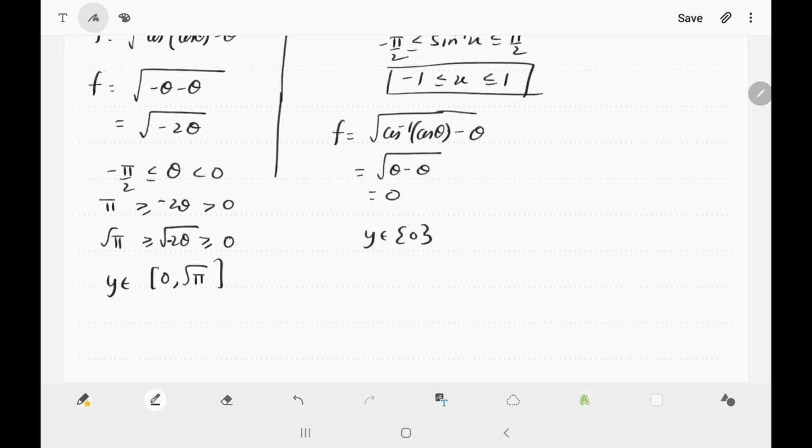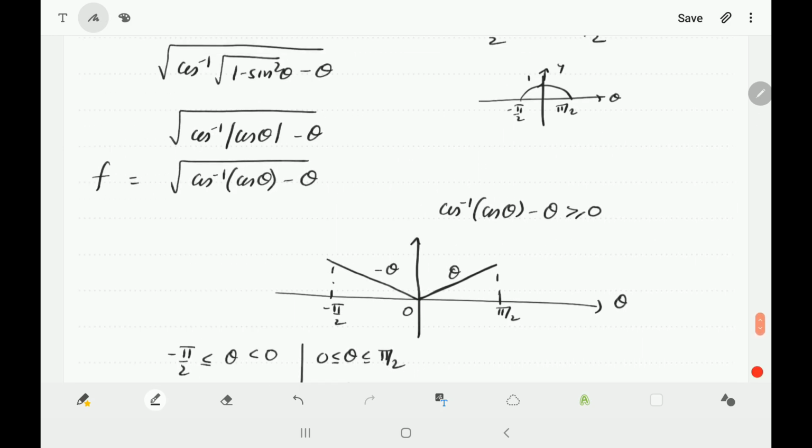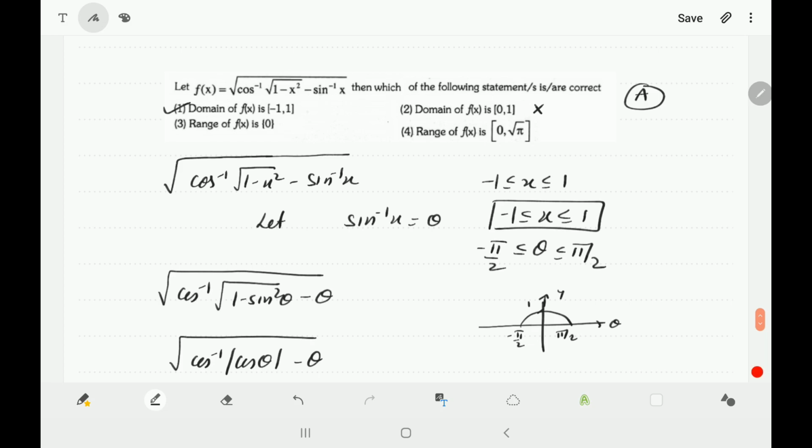So if you take the union of these two, we will have the answer as 0 to root pi. Okay, so let's see which option it is. 0 to root pi: we have the range in option D, and option C is not the complete answer. So the answer for this problem will be options A and D. I hope it is clear.